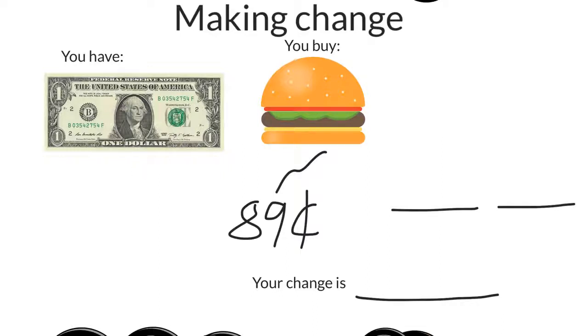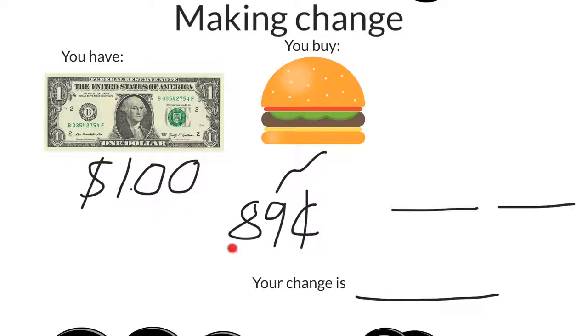So let's start. We have $1 and we learned to write this yesterday with our dollar sign 100, and this was the same as 100 cents. So with that dollar, we're going to buy our hamburger, which costs 89 cents. Now we need to figure out how much change we're going to get back from that dollar.